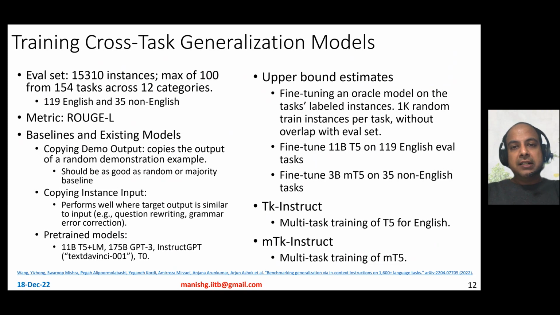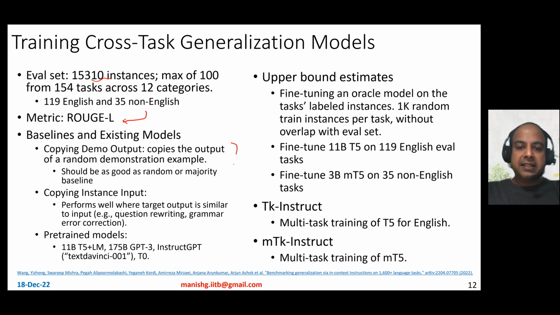The benchmark, as part of the eval set in the benchmark, has about 15,000 instances, a max of 100 from 154 tasks across 12 different categories. So remember, the benchmark has 1600 plus tasks. 154 of them are actually used for evaluation. 119 of these 154 are English, the remaining are non-English. The common metric that is used is ROUGE-L. Now, ROUGE-L is the LCS distance-based metric, which is a reasonable metric to use to evaluate NLG methods.